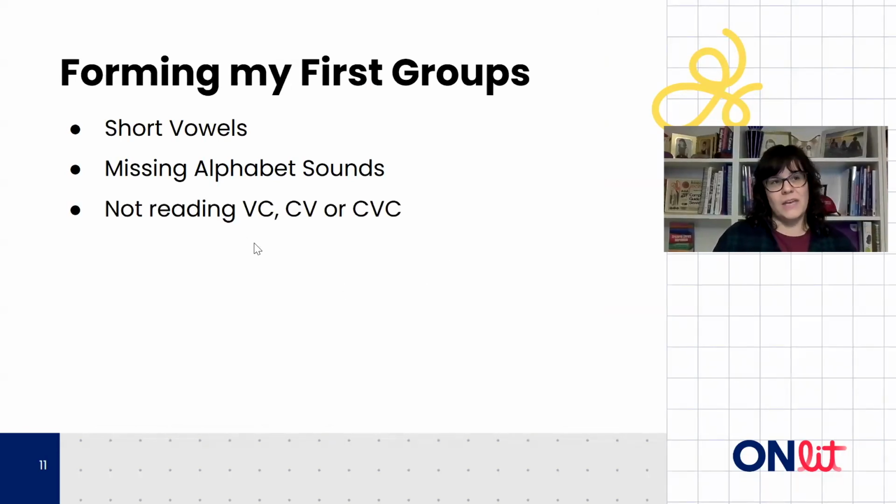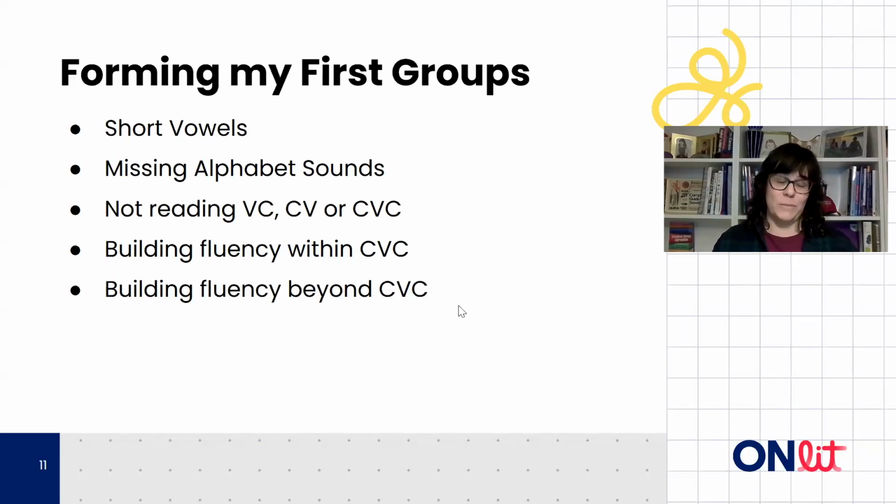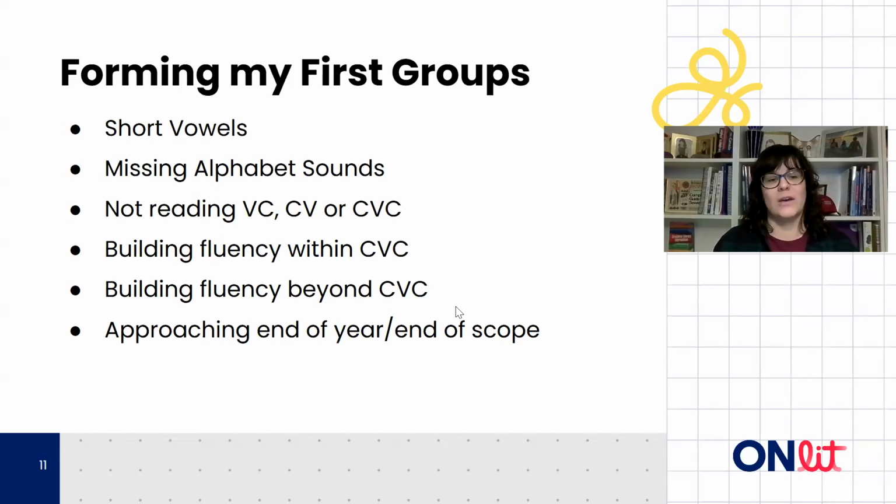I had a large group of kids who weren't reading consonant-vowel or consonant-vowel-consonant words. A good chunk of my kids were reading CVC words, but they were still building fluency with that. And then I had a group that were starting to build fluency beyond that CVC with those digraphs and blends. And then I had this other group of kids who were already approaching the end of year for grade 1 or were already at the end of scope and sequence. So those were kids that I knew that phonics instruction is not what they needed. So I had to pay attention to that.